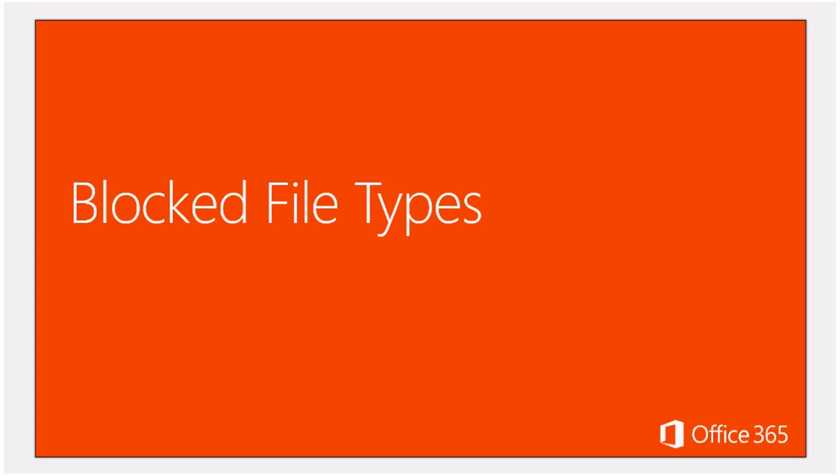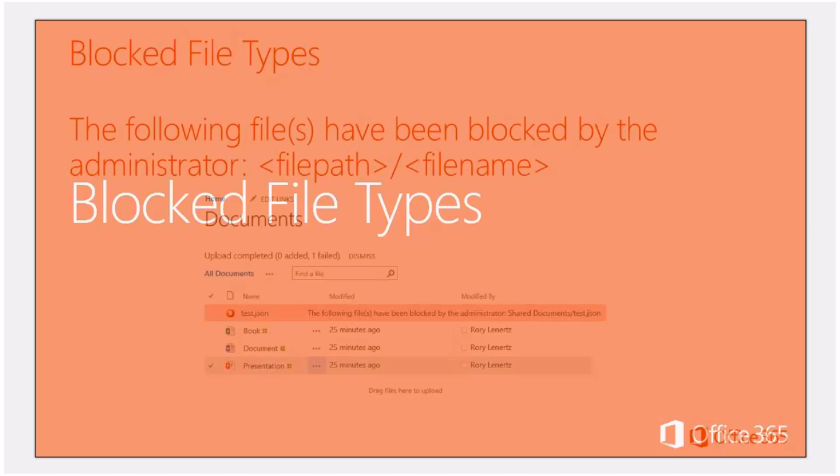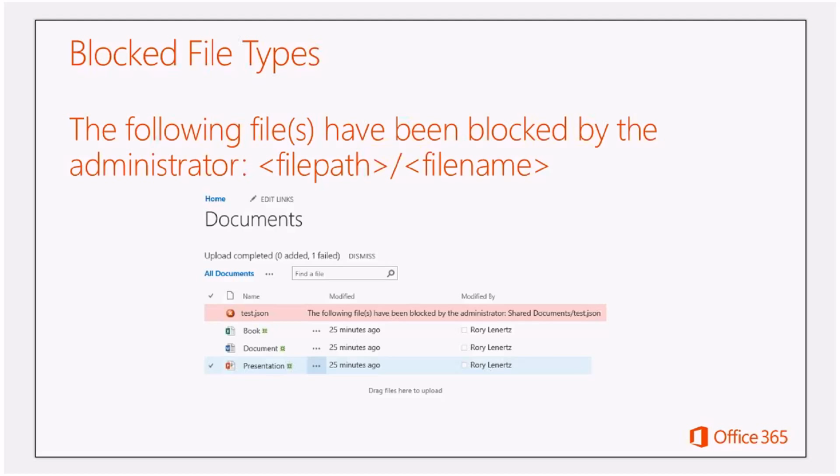Moving on, we're going to discuss blocked file types. Anyone that's been with SharePoint Online for a while is probably familiar with the list of blocked file types, but I thought it would be a good mention in this webcast here today. The experience you'll see is similar to what we're seeing here in the screen capture. The following files have been blocked by the administrator, and then it gives the path. So we're in shared documents, and then this is just a test.json document.